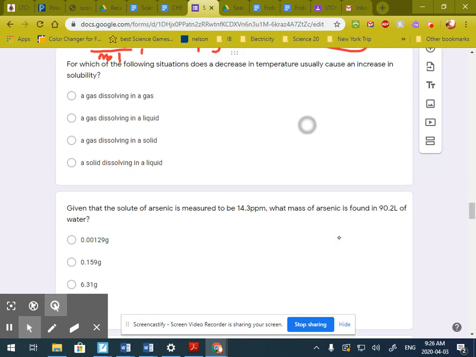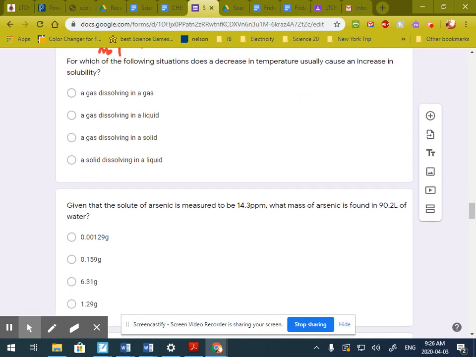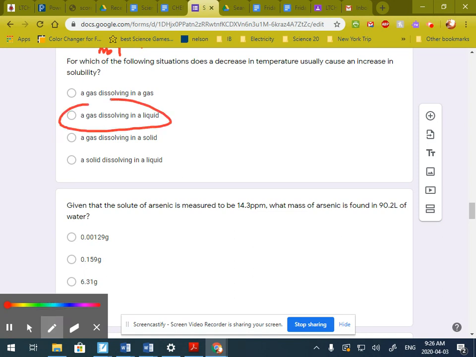All right, which of the following solutions does a decrease in temperature increase solubility? Well, we talked about that the colder a liquid gets, the better it is at dissolving gases. A gas dissolves within a liquid. If you tried to dissolve a solid in a liquid, you'd want to heat the liquid up. So it's opposite. Gases get more soluble the cooler they get.